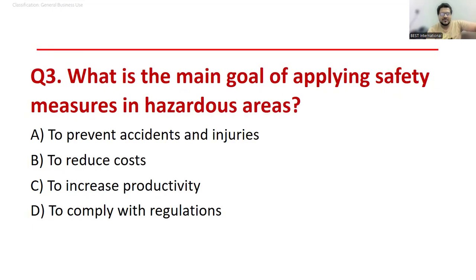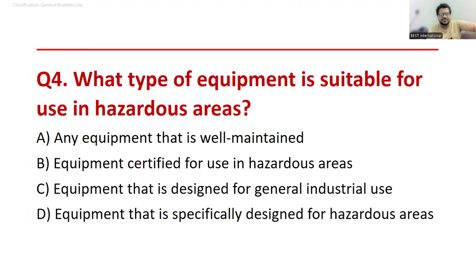And then, let's go to question number three. What is the main goal of applying safety measures in hazardous areas? To prevent accidents and injuries, to reduce costs, to increase productivity, or to comply with regulations. So choose your right answer, and at the end, I'll be sharing the answers.